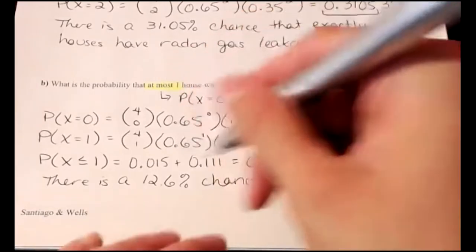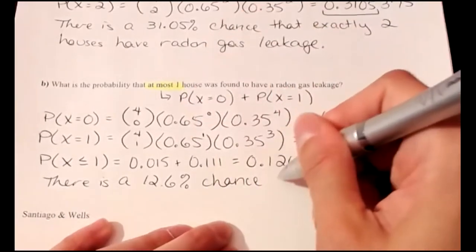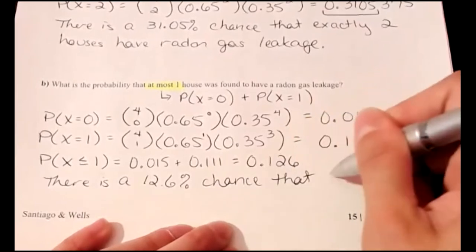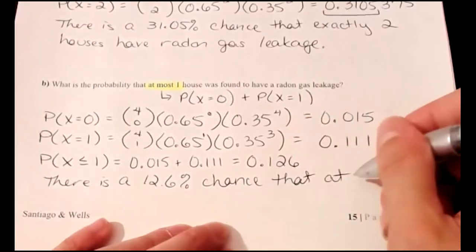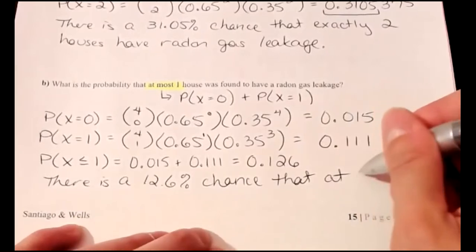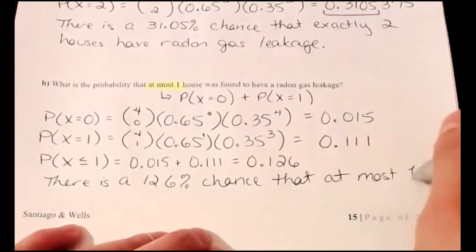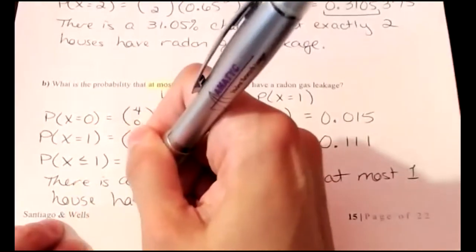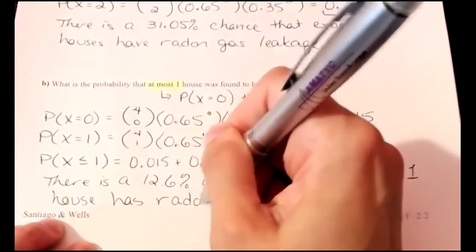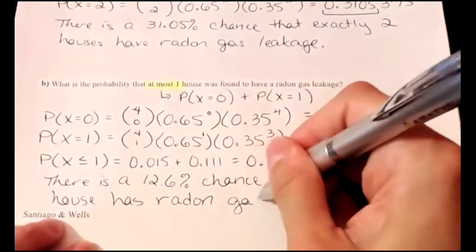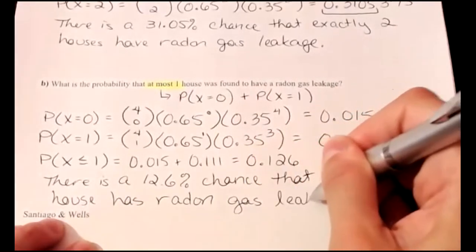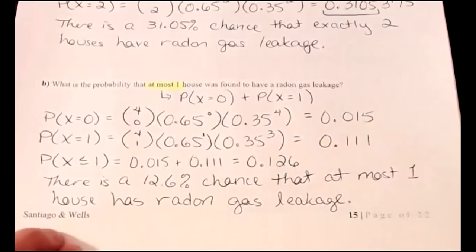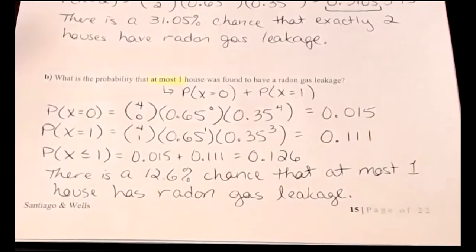It's okay. Thank you. There's a 12.6% chance. It's hard, you know, because you can't see all the screens at the same time. There is a 12.6% chance that at most one house has radon gas leakage. Nicole, thank you so much. You're absolutely correct. And that was perfect. Beautiful.